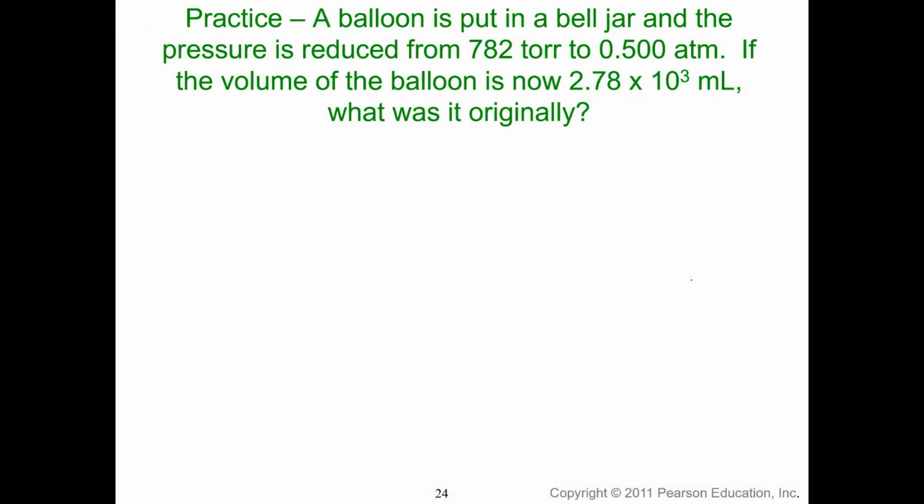Another problem. Now the pressure is going from what? 782 to what? Atmosphere. Now you notice that the unit here is what? Not the same. So you have to do a unit conversion prior to that. And also you look at the volume here. The volume is given in what? In milliliter.